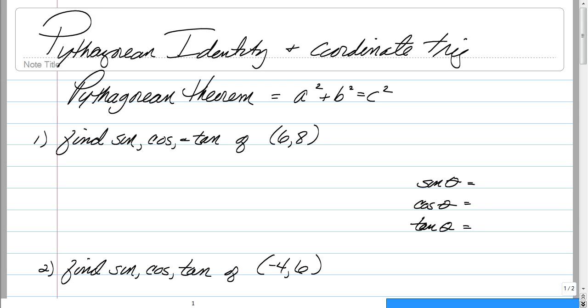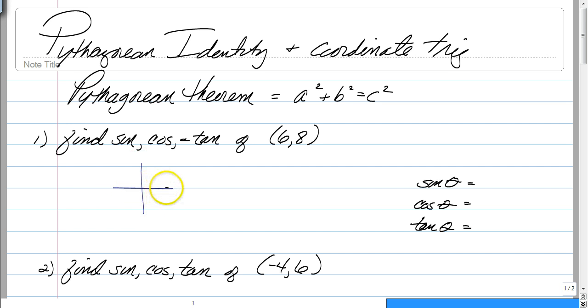This video is on the Pythagorean Theorem, which is going to apply to the Pythagorean Identity and coordinate trig. Do not be confused with coordinate trig and unit circle trig because they are different. So what we're going to do is use the Pythagorean Theorem to find sine, cosine, and tangent of a given coordinate. So what you need to do is sketch a little graph of what that coordinate looks like.